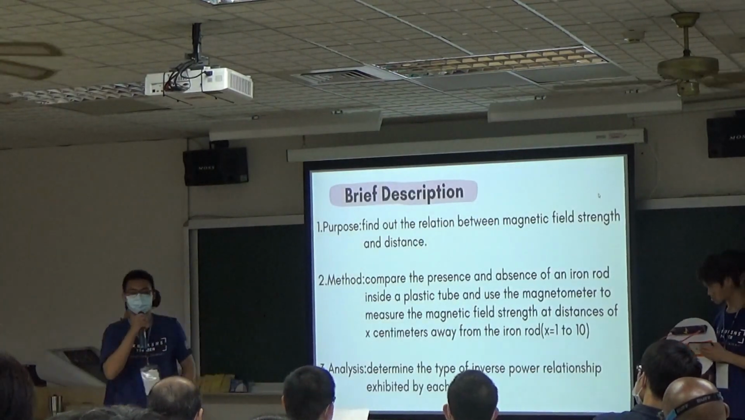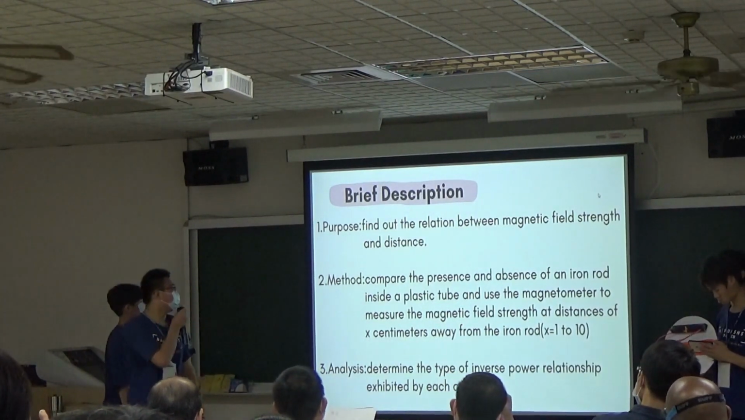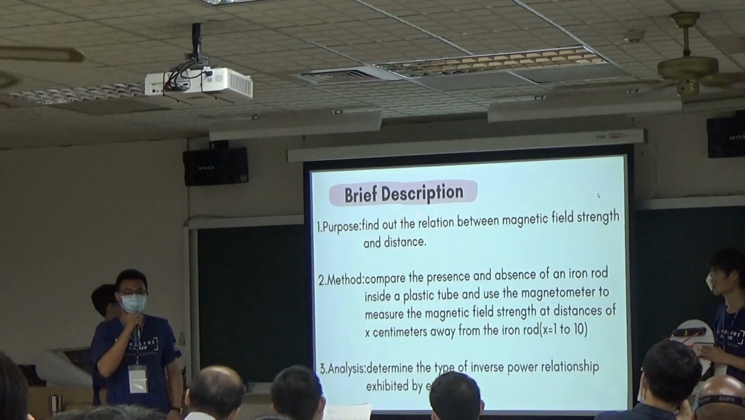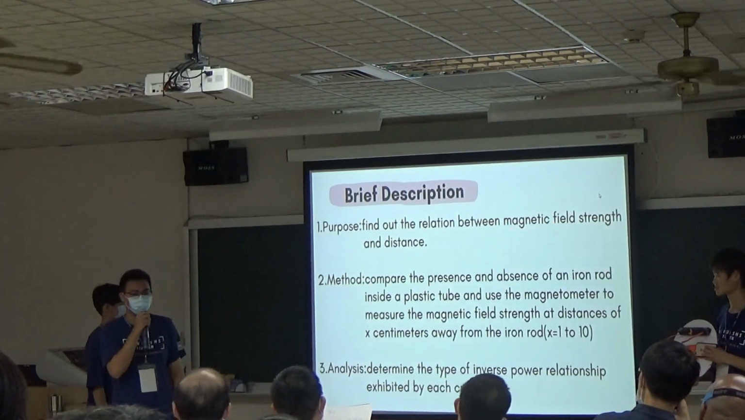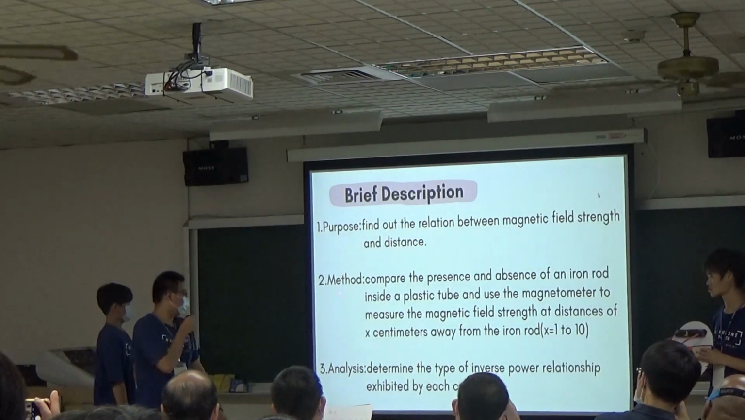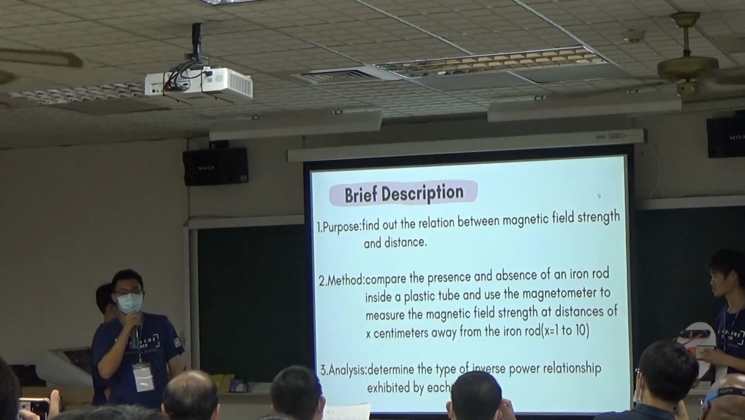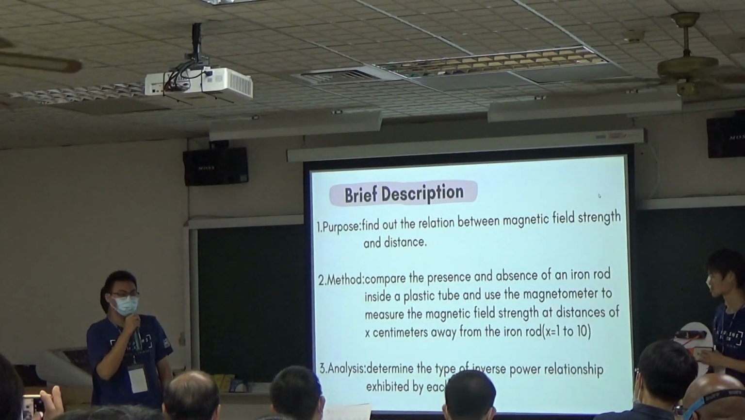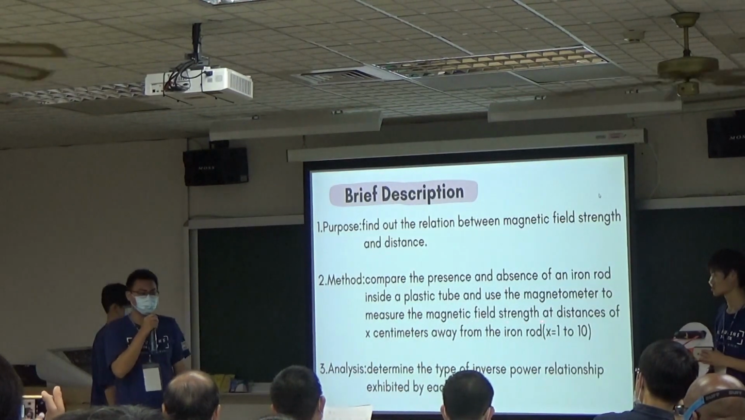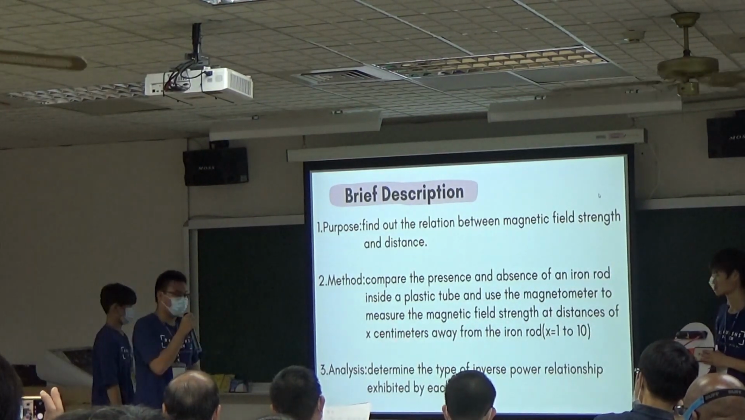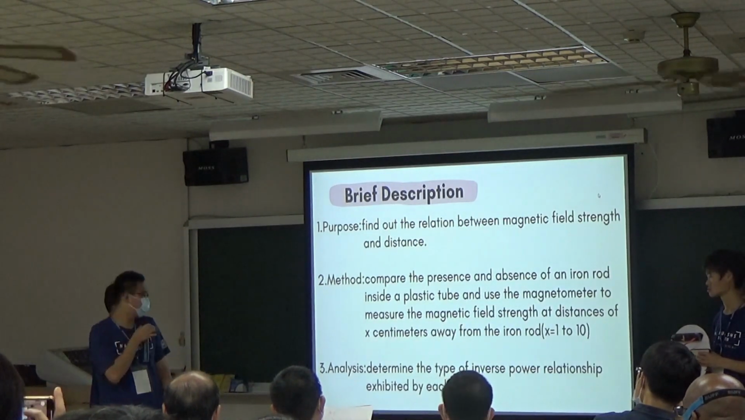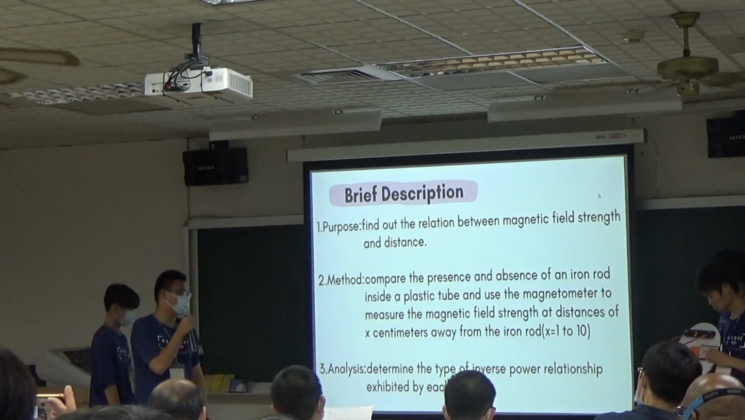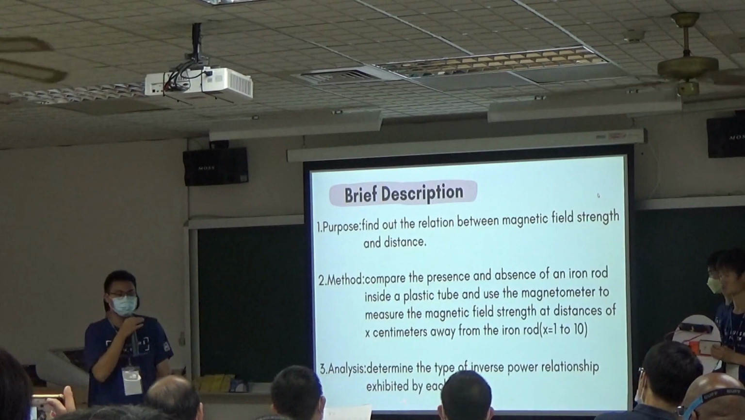And now I'm going to talk about our experimental introduction. First, I will talk about brief description. As you can see, our purpose is to find out the relation between the distance and magnetic field intensity. And the way it's made up, we will compare the presence and absence of an iron rod inside the plastic tube, and use the magnetometer to measure the magnetic field strength at distance of s away from an iron rod, and s equal to 1 to 10 centimeters. And that is analysis. We will determine the type of inverse power relationship dictated by each curve.